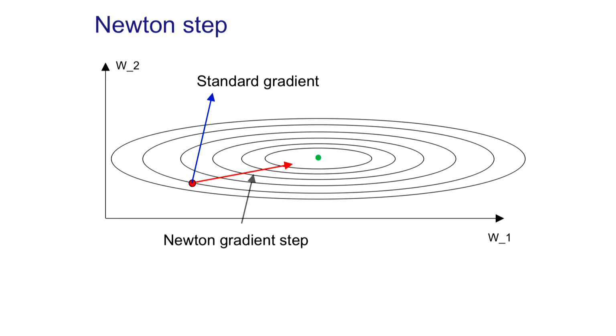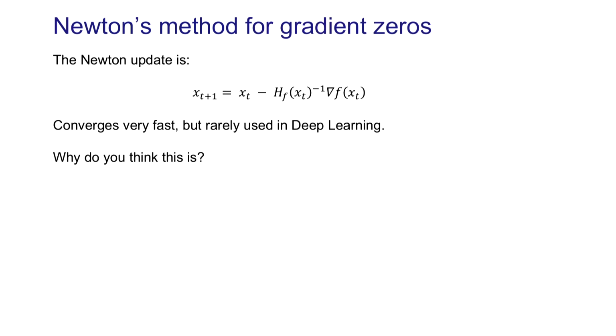Okay, so we would like to do this Newton gradient step. We just argued that you could do a Newton step, but there are some very strong reasons why people almost never do this with deep networks. It would converge very fast on a convex optimization problem, but in practice it doesn't do very well in deep learning. So why do you think that is?